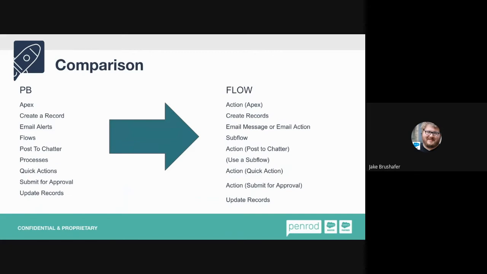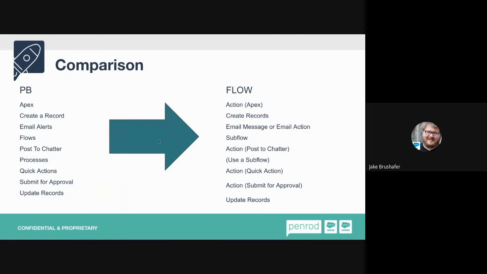Just some quick comparisons for the actions that you can do. Like with Apex, you can call it in the flow, you can use the action, call Apex. You can create records, you can use create records. You can do email alerts, you can send email messages, or you can actually use that same email action that you use in your process builder in your flow as well. So there's some reusability of any existing process builder that you may have. You can reuse those parts in your flow. If you need to call a flow from a process builder, you can call it as a subflow in your flow.